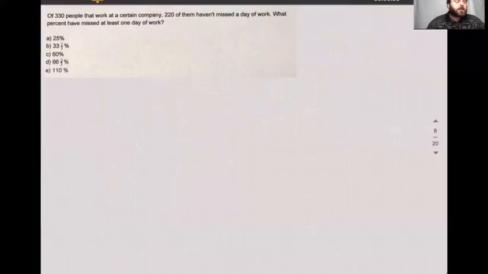All right, of 330 people that work at a certain company, 220 of them haven't missed a day of work. What percent have missed at least one day of work? Okay, so this is sort of like the last one in the sense that I've got this amount that I know did something, and I'm actually trying to find the other piece, the people that did not do that. So that means if 220 didn't miss a day, that means 110 missed. Remember, I just did 330 minus 220. That gave me 110. So I want to know what percent have missed at least one day of work.